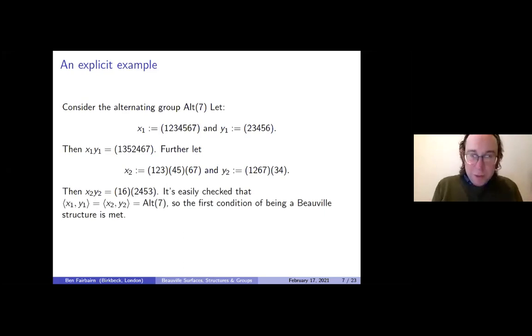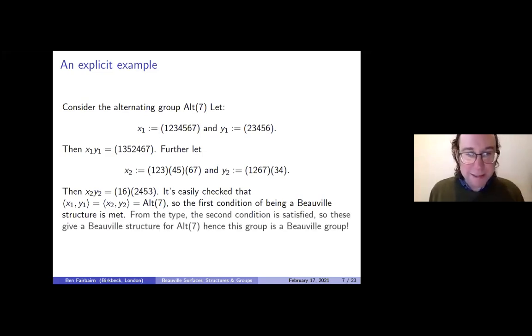Without too much difficulty, you can verify these generate. Certainly X1 and Y1 is quite easy because there's no proper subgroup with elements of orders 7 and 5. X2, Y2 is a bit more work, but playing around with conjugates and so on, you can verify that you are dealing with a transitive group. Well, 7 points means a primitive group. X2 squared gives us a 3-cycle, and a primitive group with a 3-cycle in it must be the whole thing. So certainly the first condition for being a Beauville structure is met.